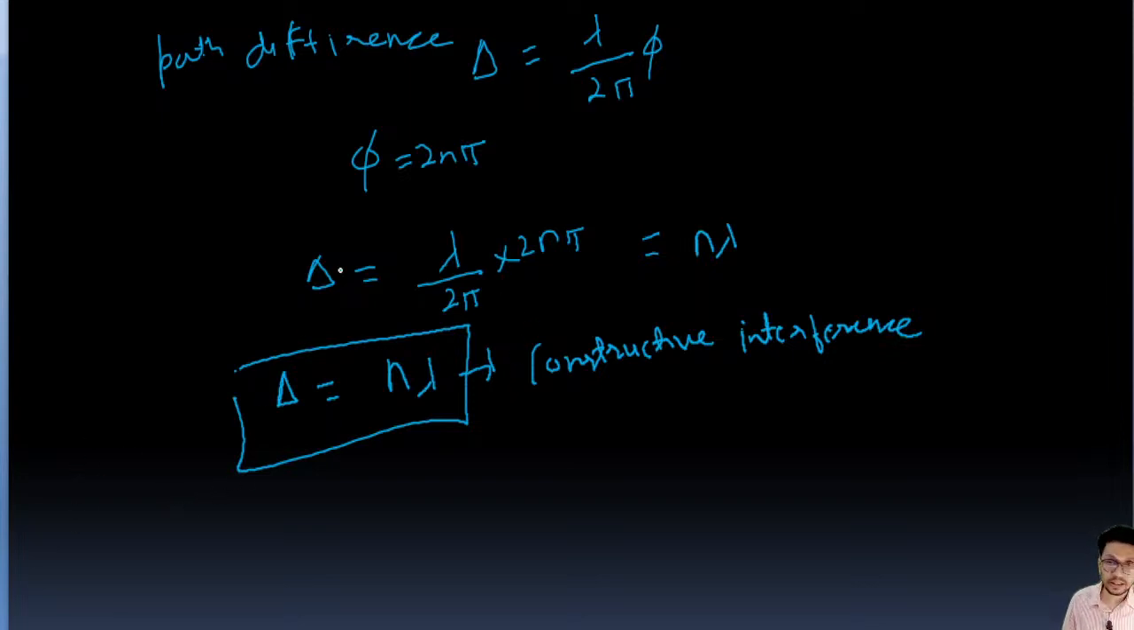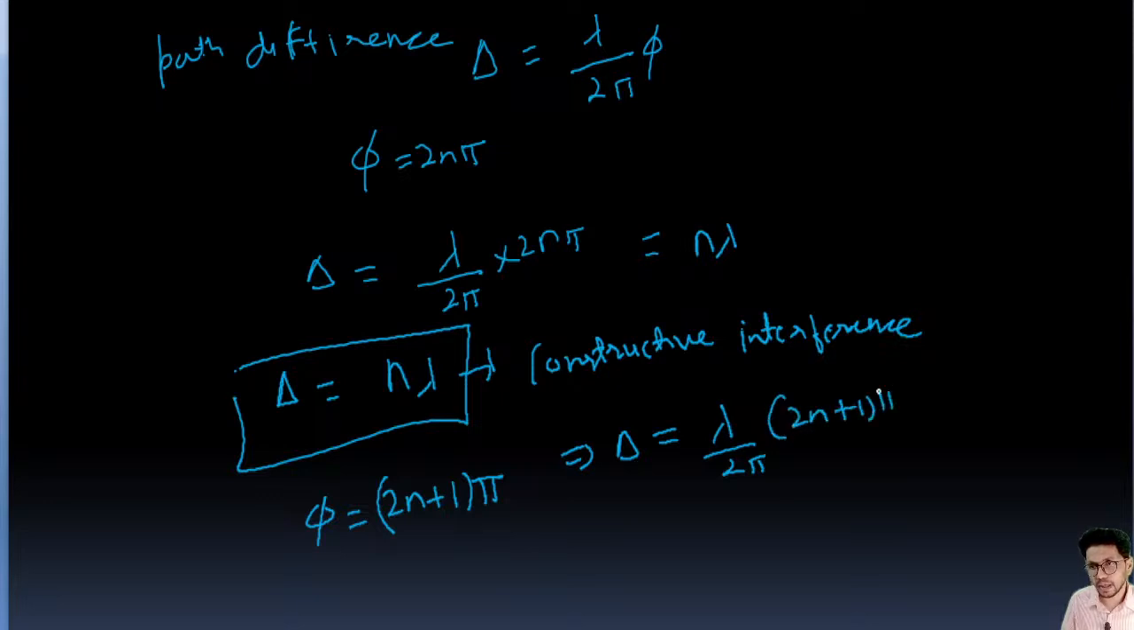Okay, so this is for constructive interference, that is for bright fringes. And if phi equal to 2n plus 1 pi, in that case the path difference delta is going to be lambda upon 2 pi into 2n plus 1 pi. Pi will get cancelled, so 2n plus 1 lambda by 2. So this is for destructive interference.